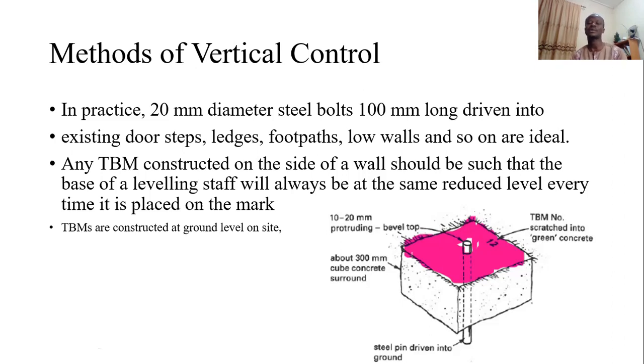TBMs are constructed at ground level on the site. So you could actually put it there on the ground into some kind of concrete material. I think we talked about that earlier on. So 10 to 20 millimeters protruding out of some kind of concrete material. All right, the TBM number is now scratched or etched into the green concrete. I'm not teaching English here, but the word etch, scratched.